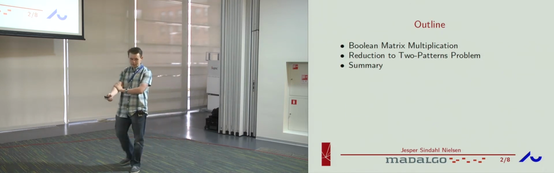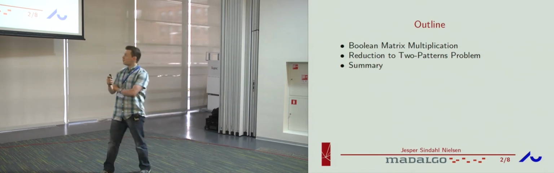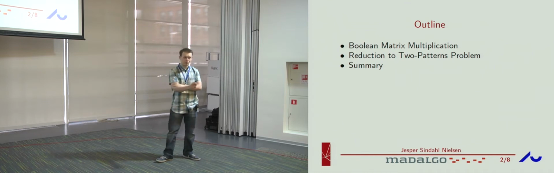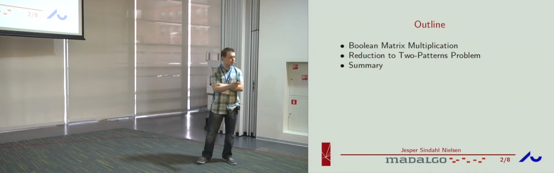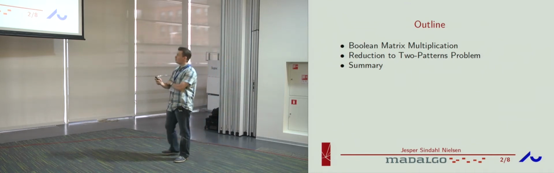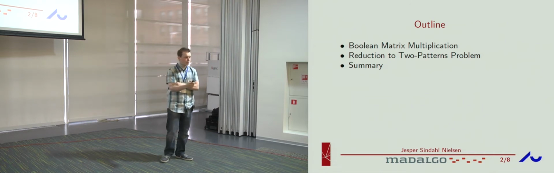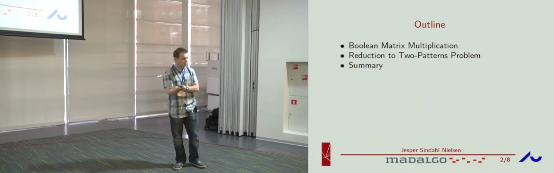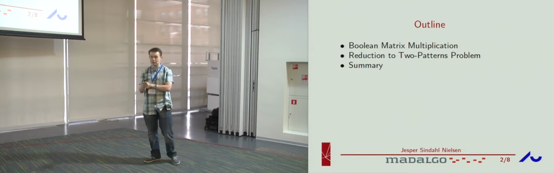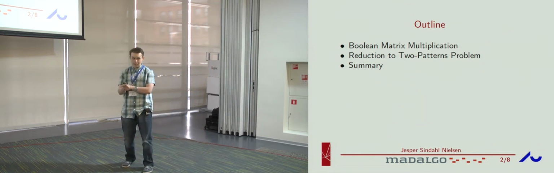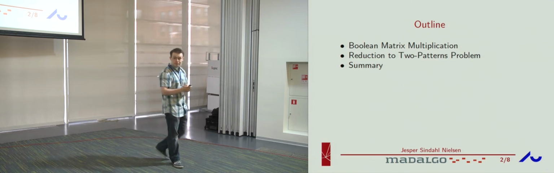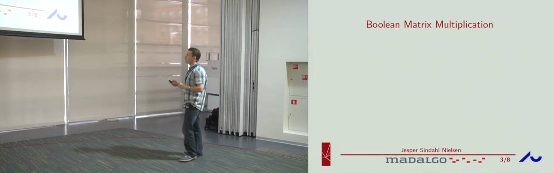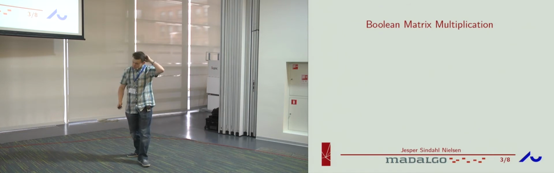So this will be the outline of the rest of the talk. I'll tell you shortly what Boolean matrix multiplication is, for those of you who don't know. Then I'll do a reduction to the two-pattern query problem, essentially showing that if you solve the two-pattern query problem, then you can also multiply matrices together. And finally, I'll do a summary. So let's get started. What is Boolean matrix multiplication?